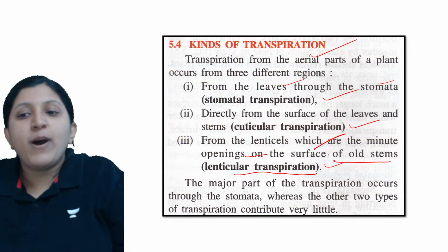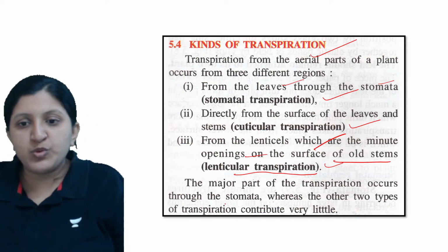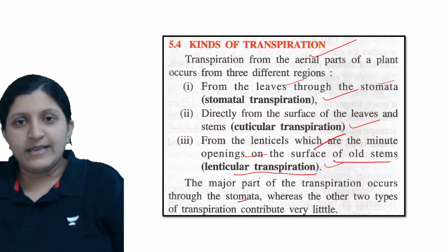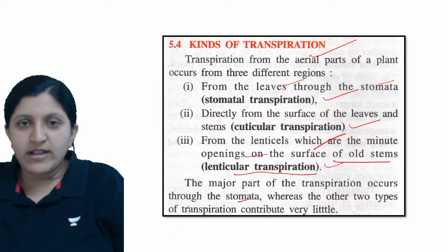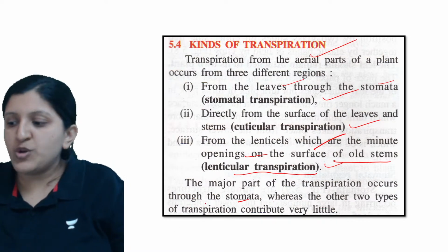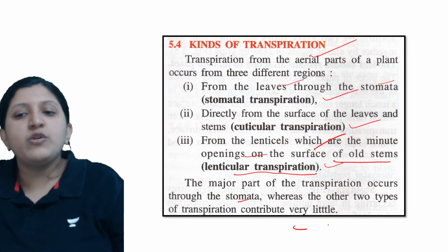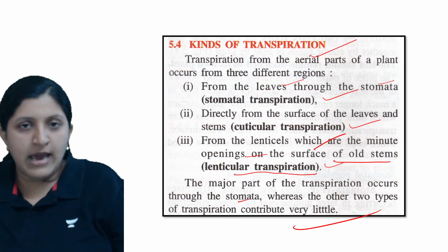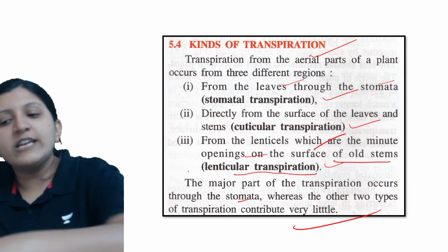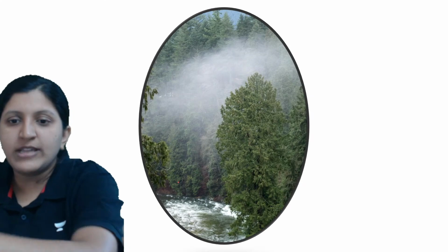The major part of the transpiration occurs through the stomata; maximum transpiration you can see through the stomata itself. Whereas the other two types of transpiration contribute very little. Cuticular is the next one, and lenticular is a very small amount of transpiration.